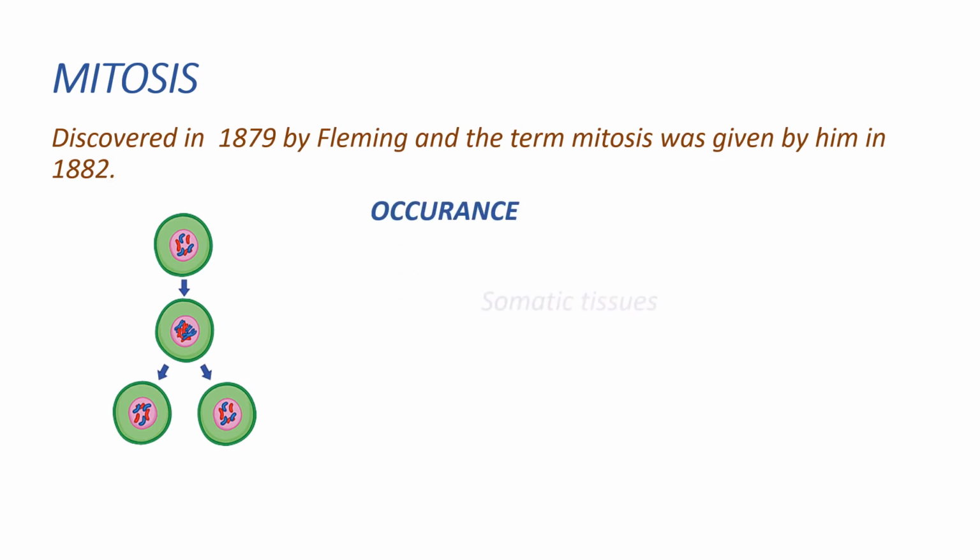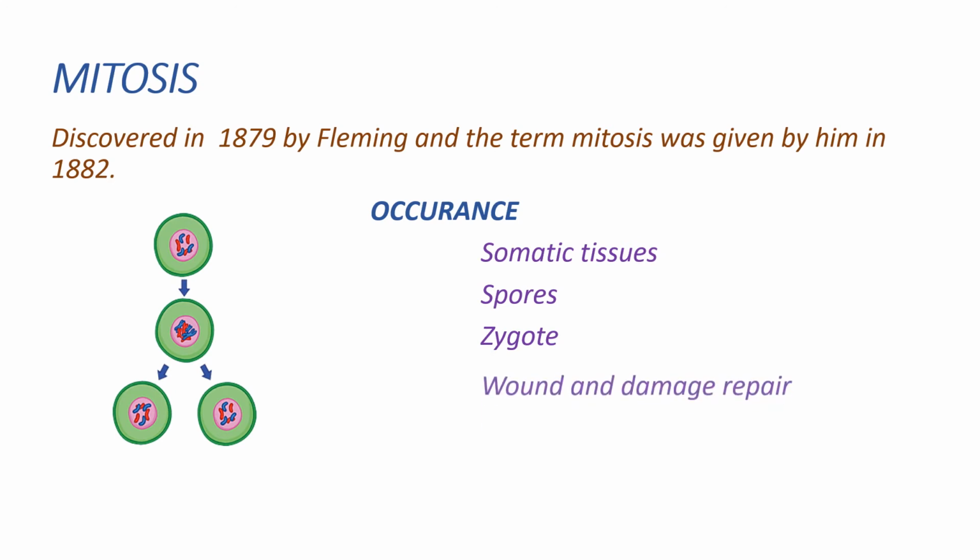Occurrence of mitosis. Mitosis occurs in somatic tissues. It occurs in spores. The zygote, which is formed from fusion of two gametes, undergoes cell division, that is mitosis, to produce embryo. Mitosis helps in wound healing and damage repair.